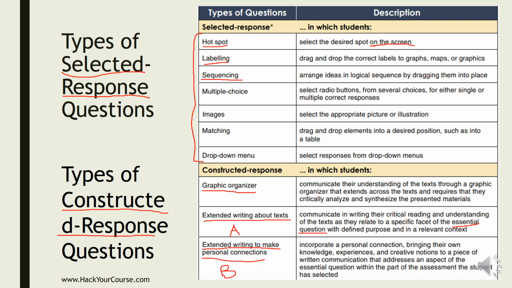Then when you have your part B, you can incorporate your personal connection, bring your own knowledge, your own experience, and your creative notions. So perhaps you have an idea or a solution for the problem that's shown in the texts. And this is in a piece of written communication that also relates to the essential question. So there's no doubt that the essential question is in part B as well. It's just that you have the opportunity to talk about your own views on it rather than just the text provided.